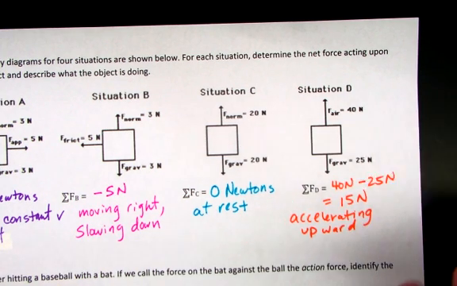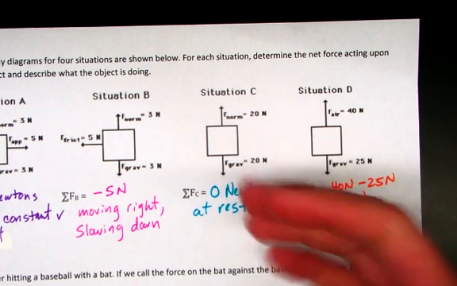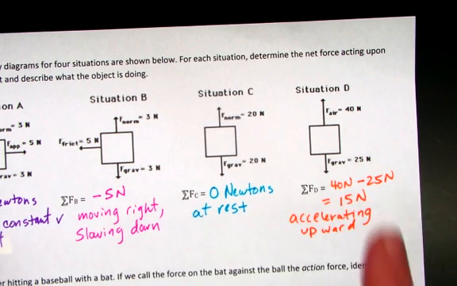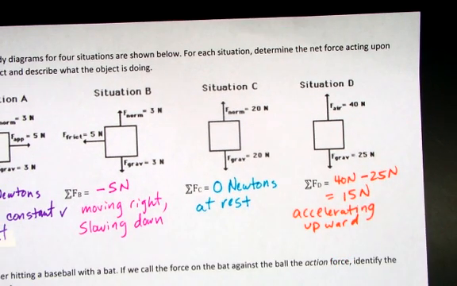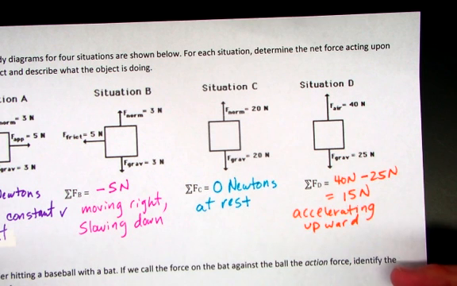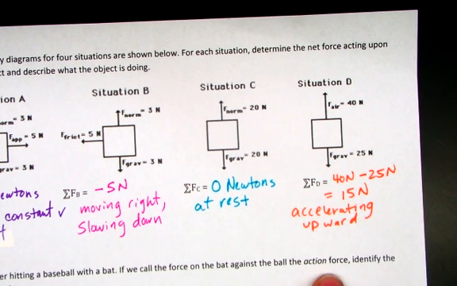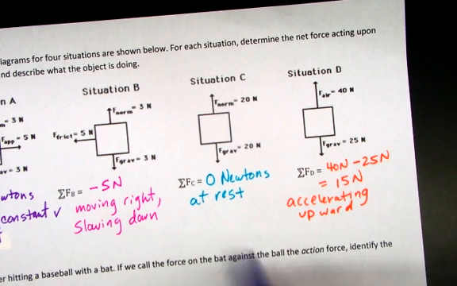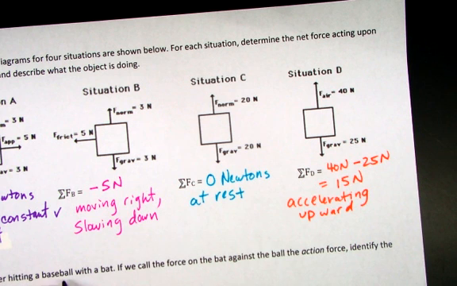All right, so for number 26, you hit a baseball with a bat. We call the force on the bat the action force. The reaction force, then, is just going to be the bat hitting the baseball. So the baseball hits the bat, right? So the bat against the ball is the action force. Reaction is the ball against the bat.